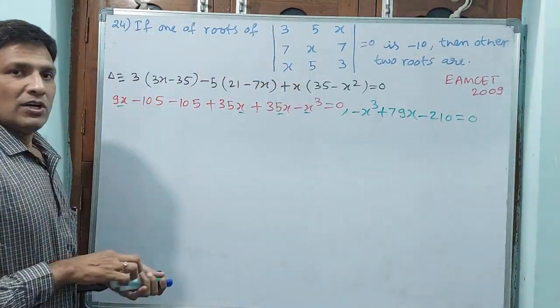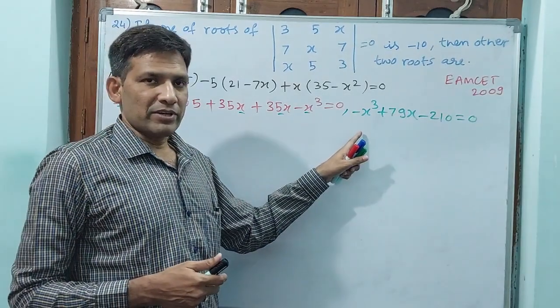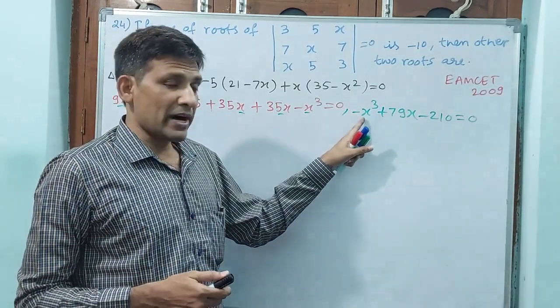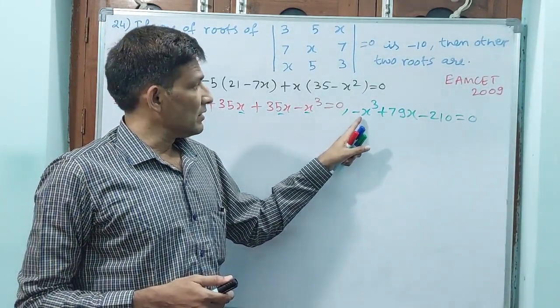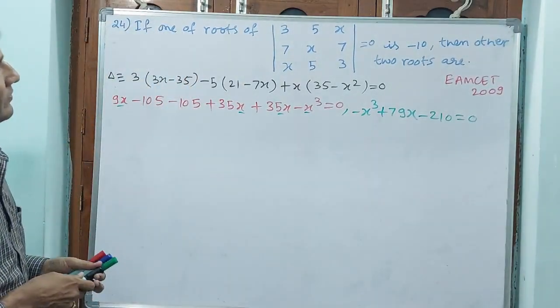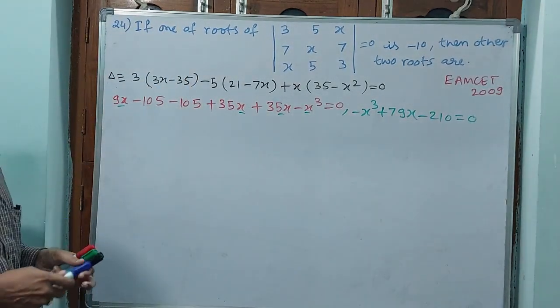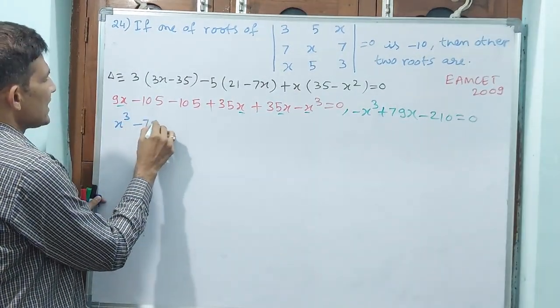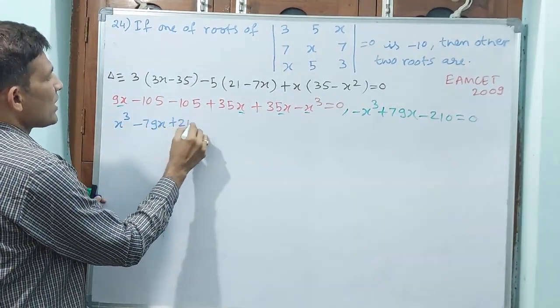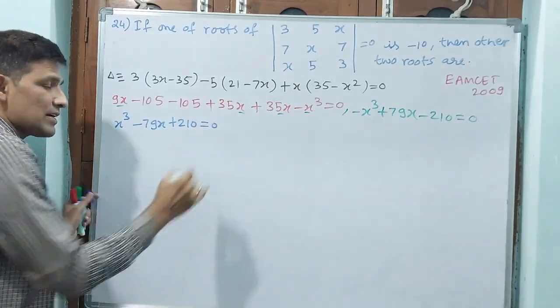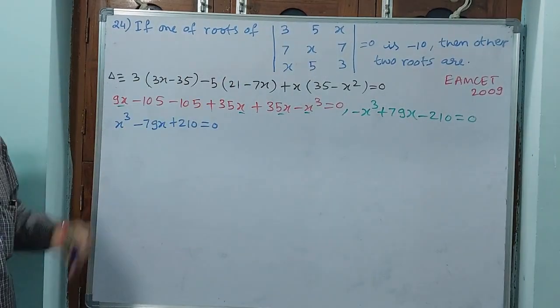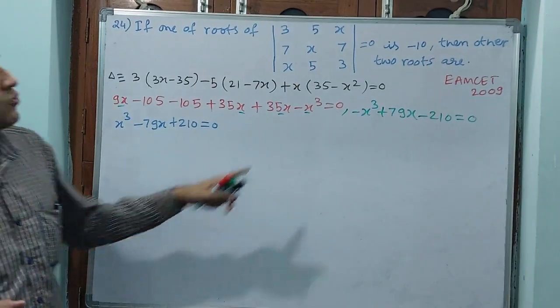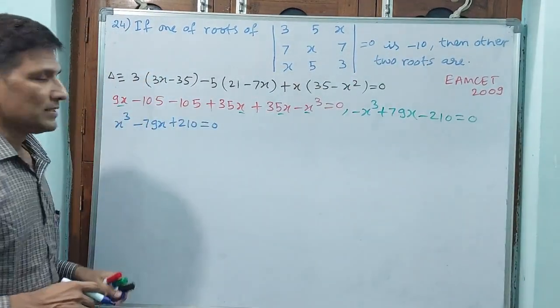What do we do? Naturally I want to multiply with minus 1, because x cube is the highest power and I want to make it plus. See what will happen if I multiply with minus 1: x cube minus 79x plus 210 equal to 0. See, this is the equation. Now see, one root they have already given, minus 10.